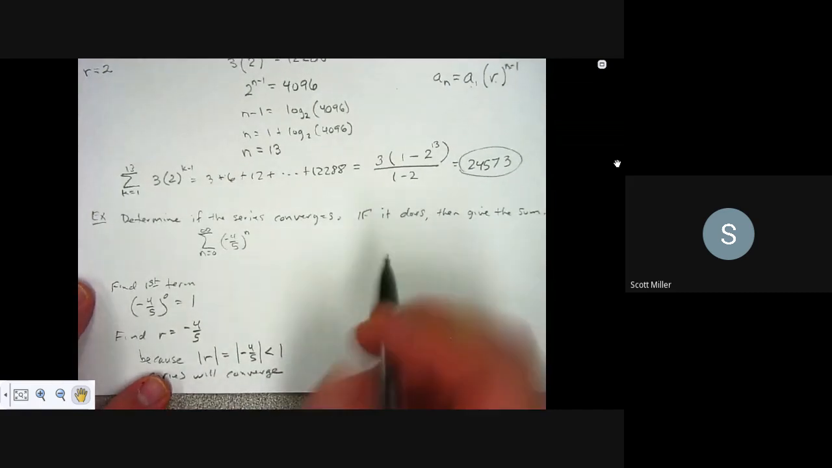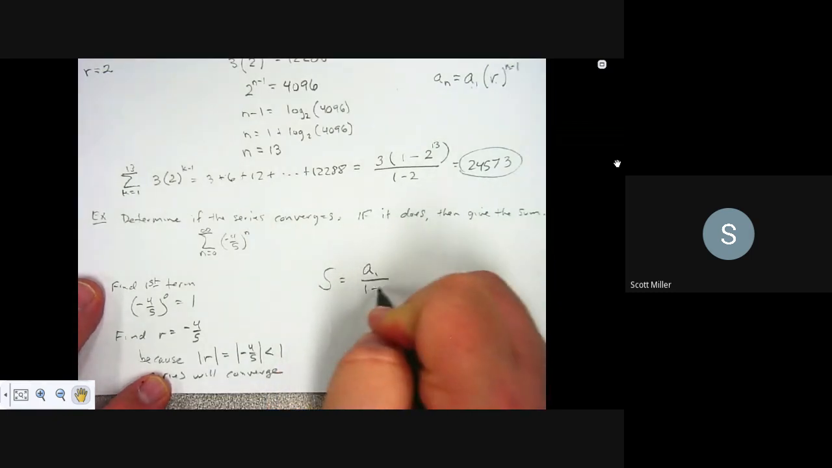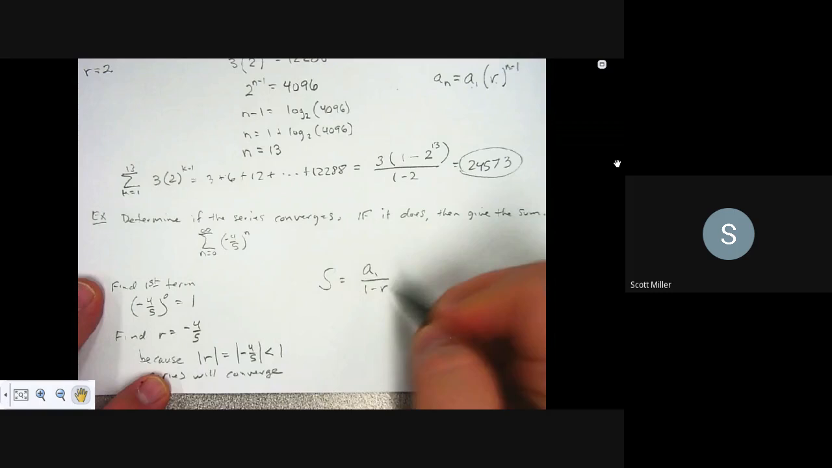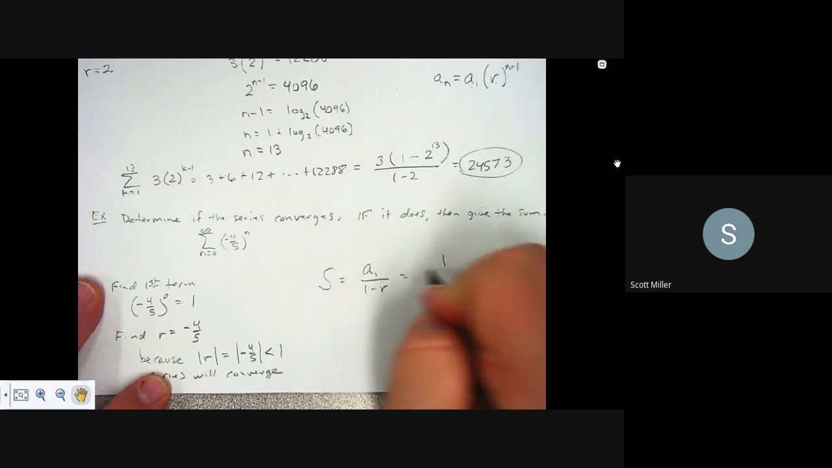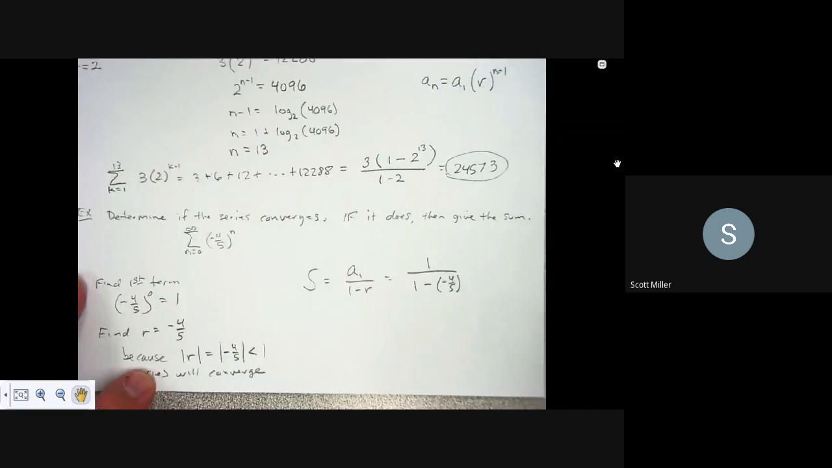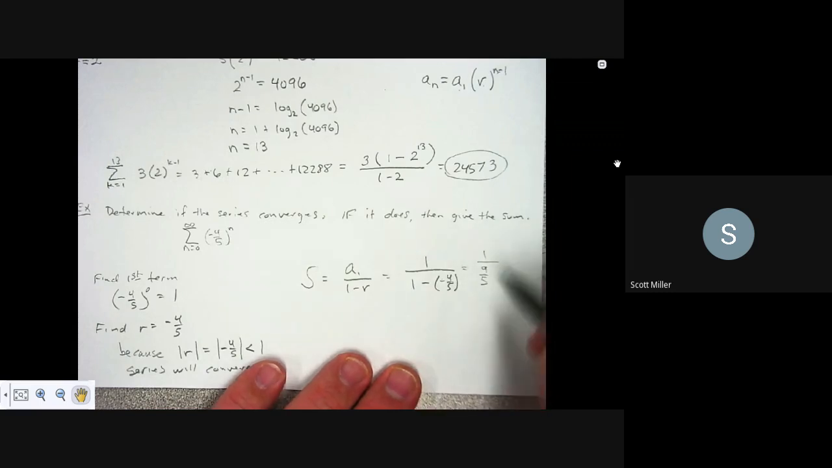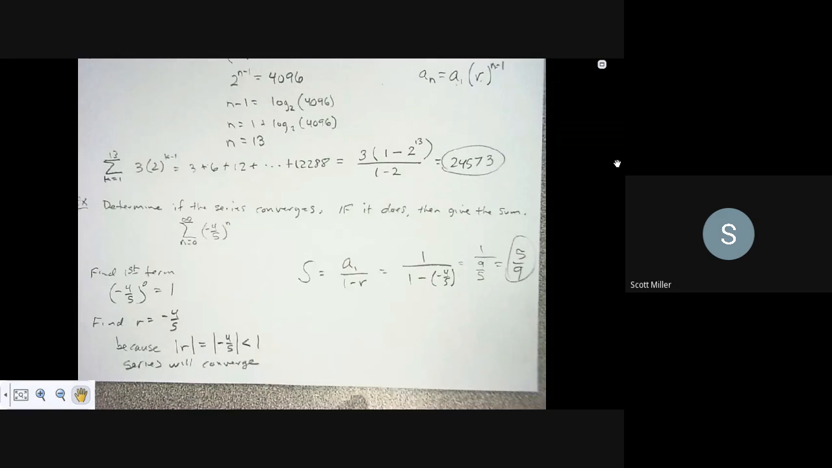So if it converges, then what is the sum going to be? The formula is a sub 1 over 1 minus R, the first term and R. So the first term is 1, and R is negative 4/5. So this right here is plus, so 1 plus 4/5 is 9/5. And so flip the bottom and multiply, so you're going to get the answer of 5/9. And that is the sum. And that's how that works.